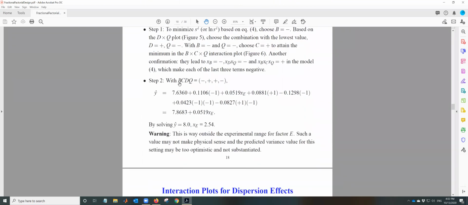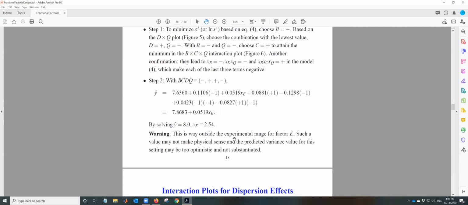Now, step 2. Now we have already set those levels, right? And we have already set the levels of DQ, B, C, and now we need to set D, okay? And also other factors E. So you have already set D. And we need to set E so that we are as close to 8 as possible. So we take E equals to 2.54. So in this way, we optimize our production process by first minimizing the variation and then moving the mean to the target.